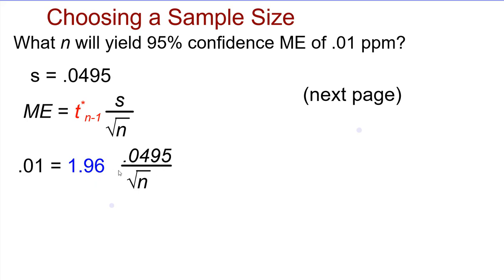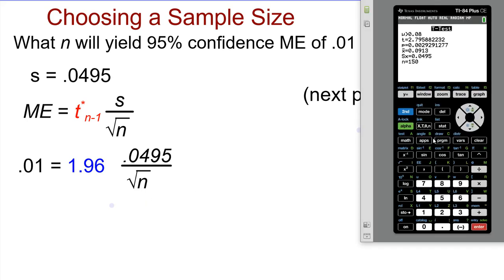Okay, so all we have to do now to solve is divide both sides by 1.96, and then we can switch those two in the order, then we square it. So I'm going to go ahead and do that over here just so you can see the math. I'm going to do 0.01 divided by 1.96, and then I'm going to take 0.0495. I'm going to divide that by the previous answer. I guess I'll show it this way so you can see what I'm actually putting in. So that would be second ANS.